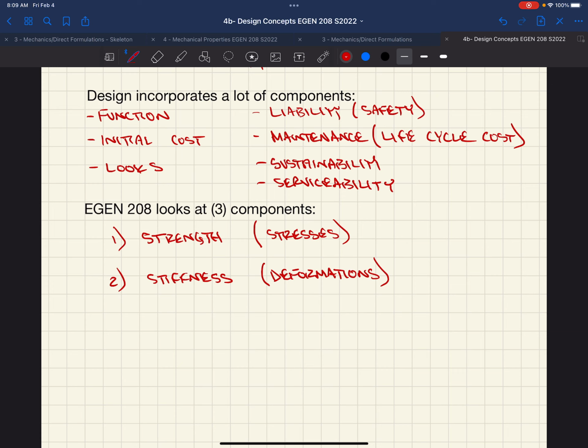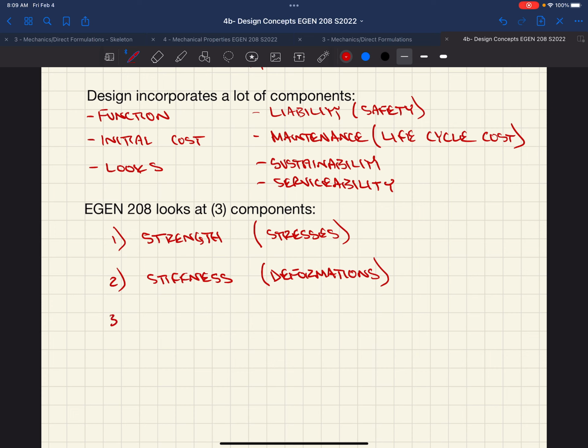Things could be strong enough, but then it might not be stiff enough, right? And be able to serve its purpose because it's vibrating all the time and people can't actually work in the area in which they're supposed to because the floor vibrates, right?